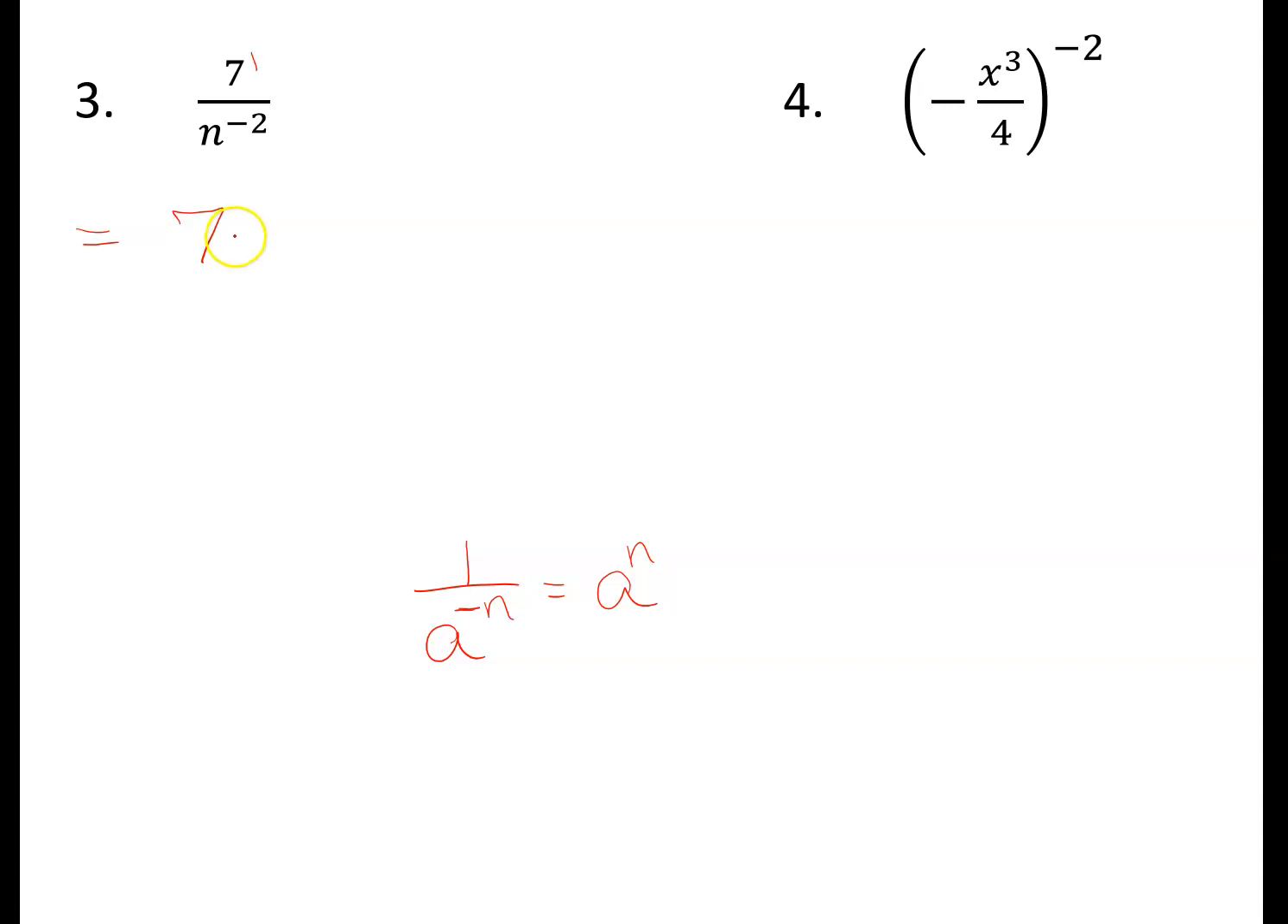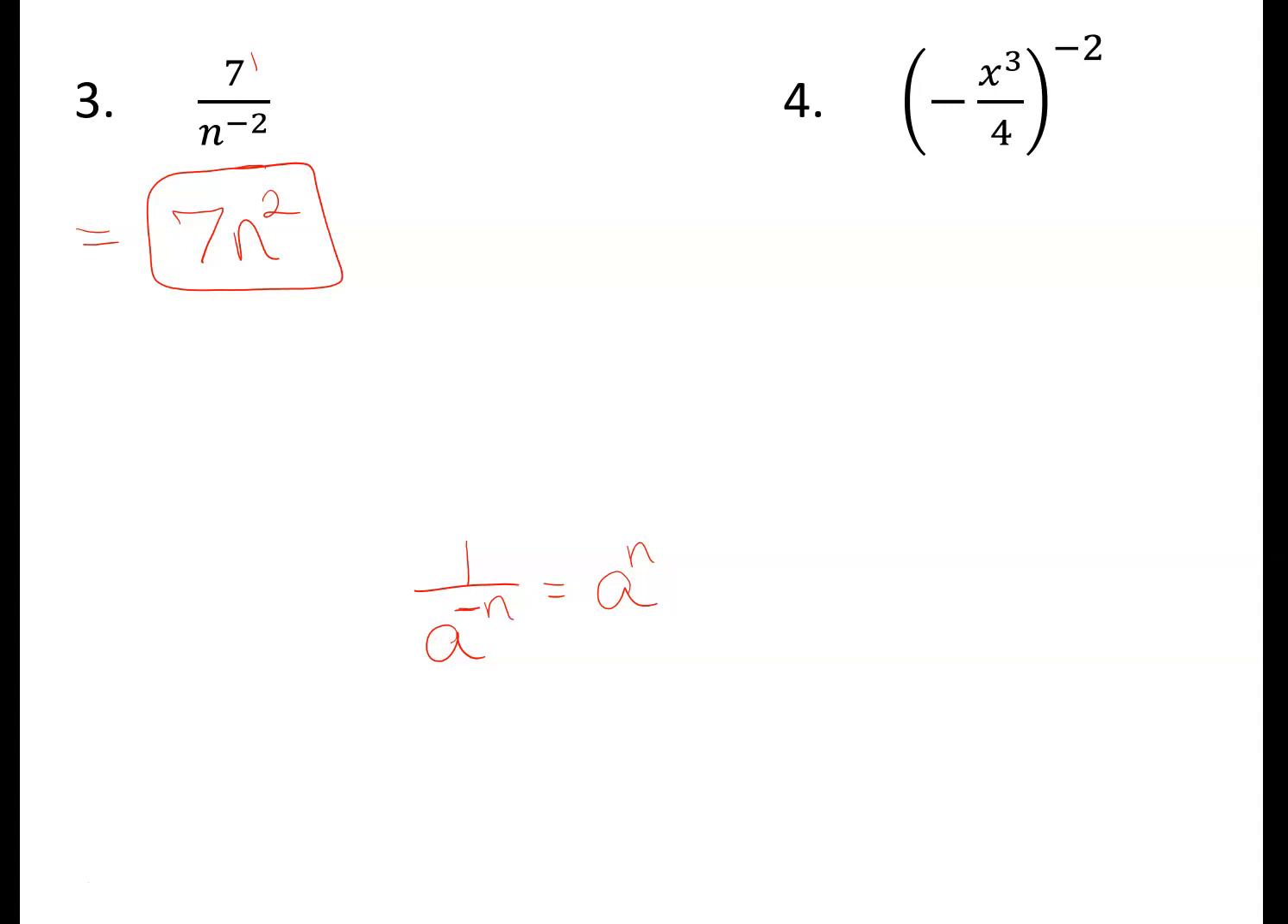The n moves up to the top and multiplies by the 7, and its exponent turns positive. And here it is not necessary to write a 1 as your denominator. You can just leave it. 7n squared. So again, in this case, it's important to realize that the 7 does not move.